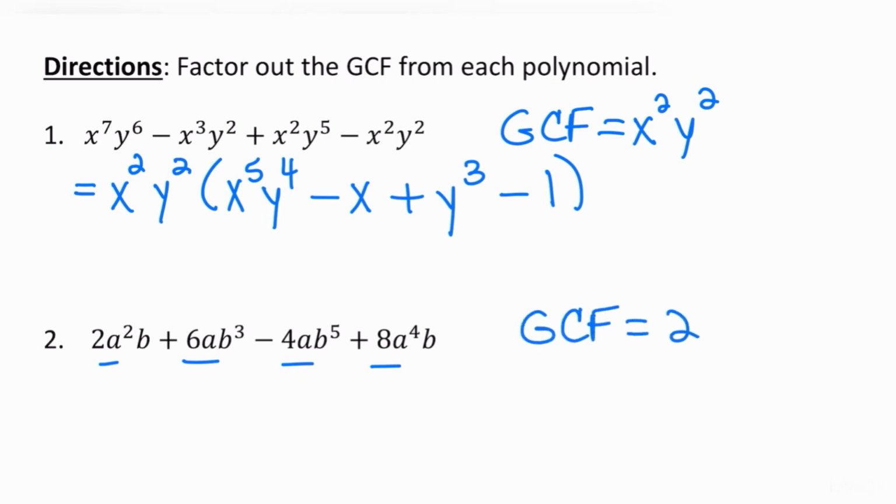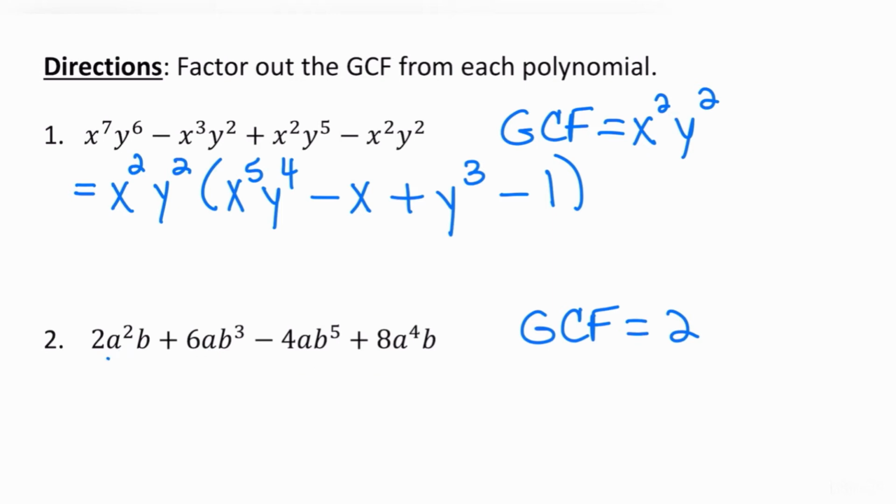Then I have to move on to the variables. Do they all have the same variables in common? They all have an A. They all have a B. So yes, A's and B's are going to become part of our GCF. Now we have to determine exactly how many.